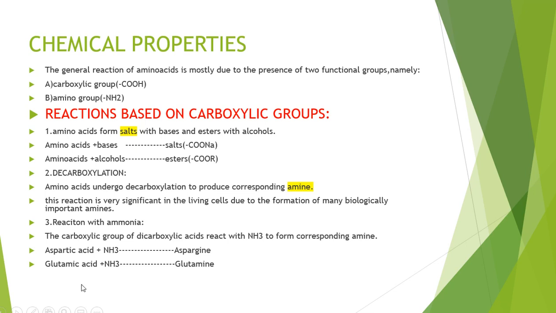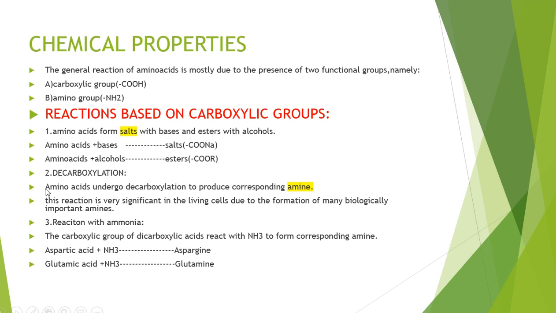First, we have three types of reactions, as examples I'm giving here, based on the carboxyl group. The first one: amino acids form salts when reacting with bases, and esters with alcohols. That means when amino acids react with bases, they form the corresponding salts, and in the same manner, if amino acids react with alcohols, they give the corresponding esters.